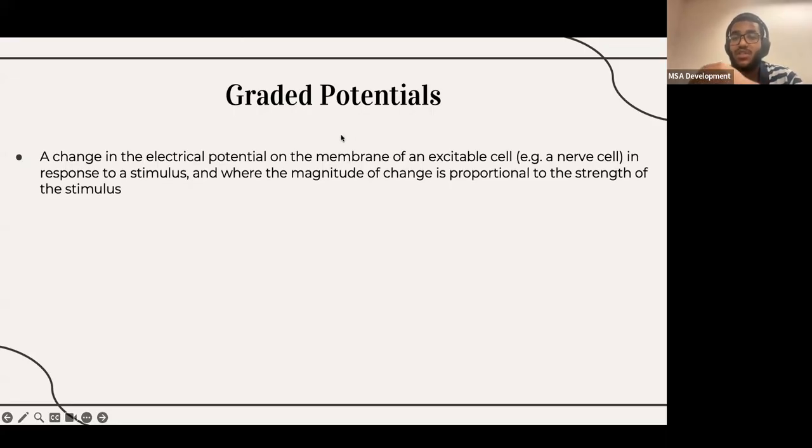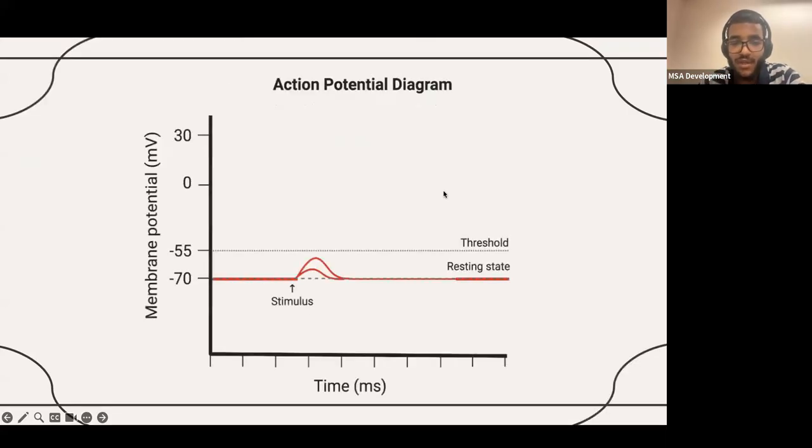Action potential is always the same strength. It's always the same magnitude. A graded potential's magnitude depends on the strength of the stimulus. So they may ask you in the exam, what's the difference between graded and action potential? And the answer would be, in a graded potential, the magnitude of the graded potential depends on the stimulus and the strength of the stimulus. However, the action potential is independent from the strength of the stimulus, and it's always the same magnitude.